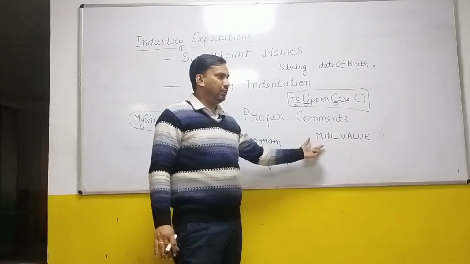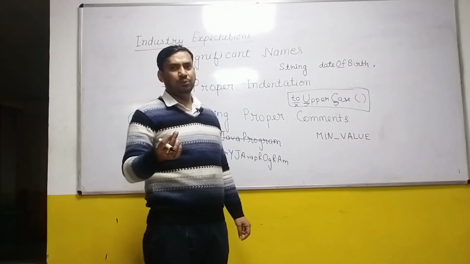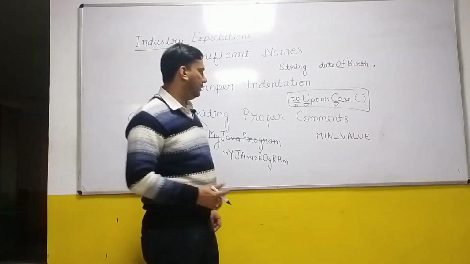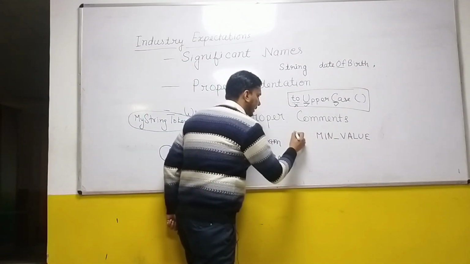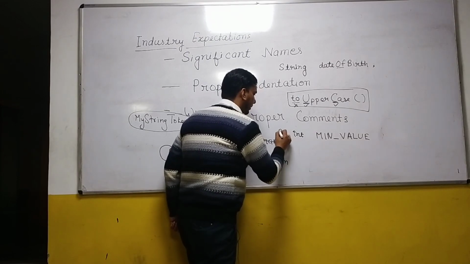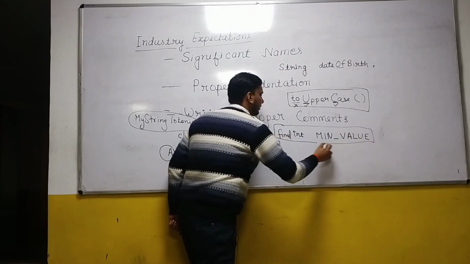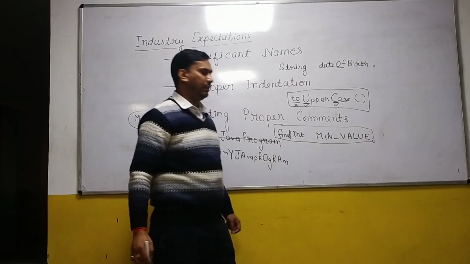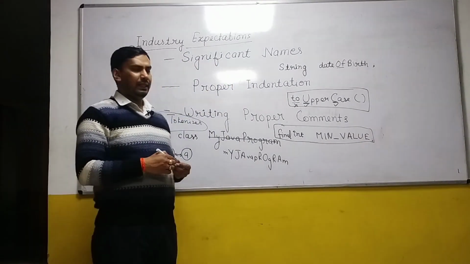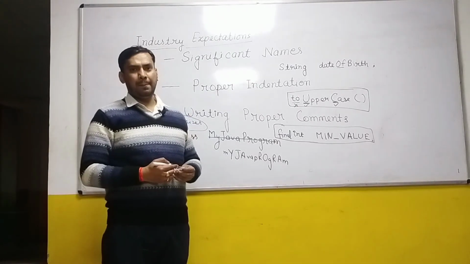So instead of using const, how do you declare a constant in Java? We use the final keyword. If you want to declare an integer constant, I will write int and put a final keyword here. So final int MIN_VALUE. This is going to be a constant here. Right? So this is your naming convention.